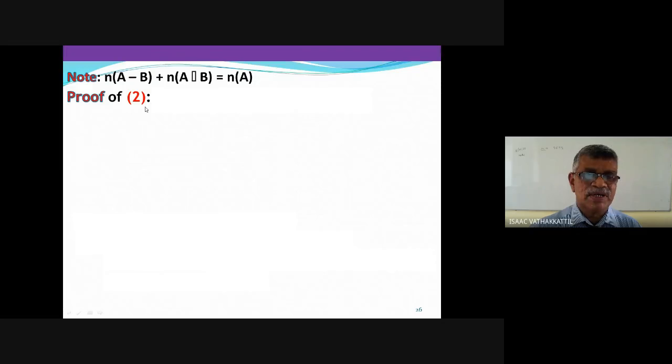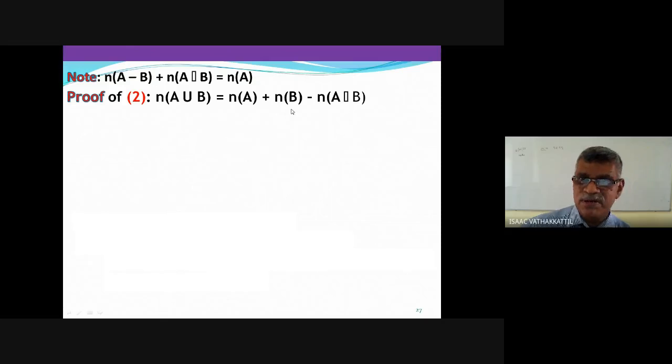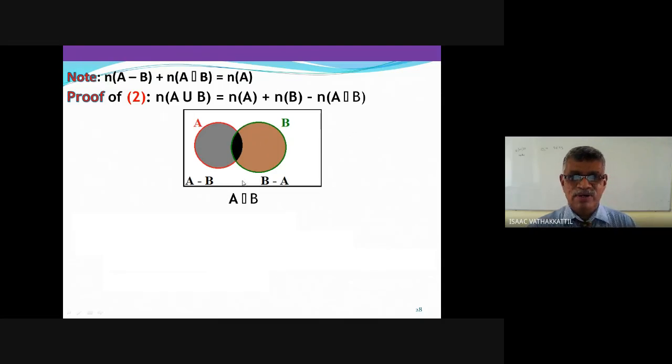will be number of A. Now proof of 2 means I want to prove this: number of A union B equals number of A plus number of B minus number of A intersection B. Look at what is A intersection B. This portion is A intersection B. This is A minus B and this is B minus A.